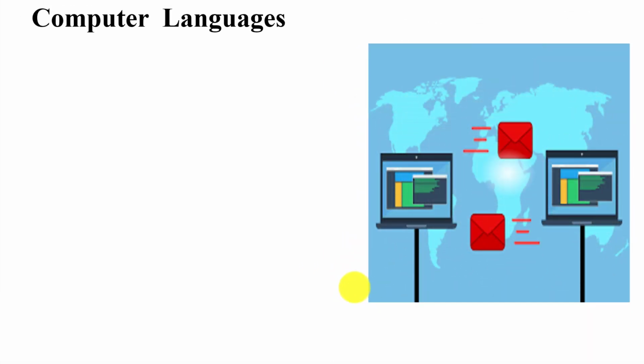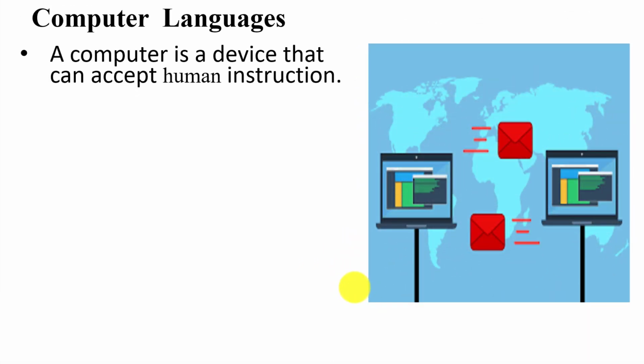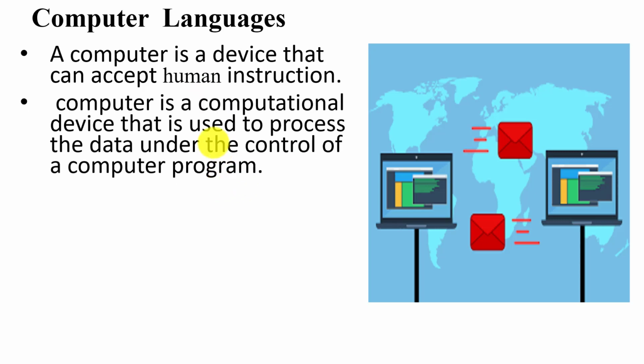Now basically, what is computer language? We know that language is used for communication. A computer is one kind of device that can accept human instructions. We are going to provide some instructions to the computer. Basically, a computer is a computational device. What is computational? We have to compute something, but we get the data from the user side, or we get the instructions from the human side.